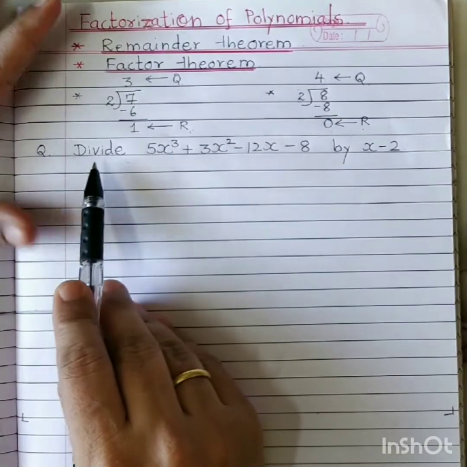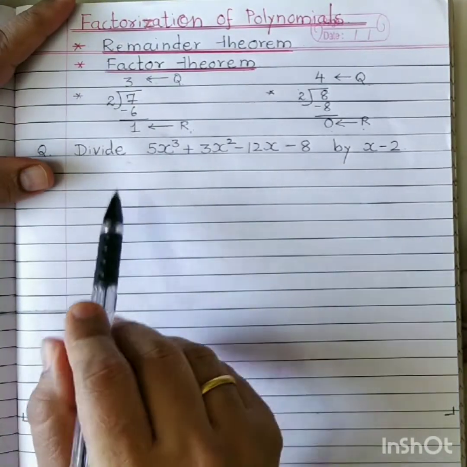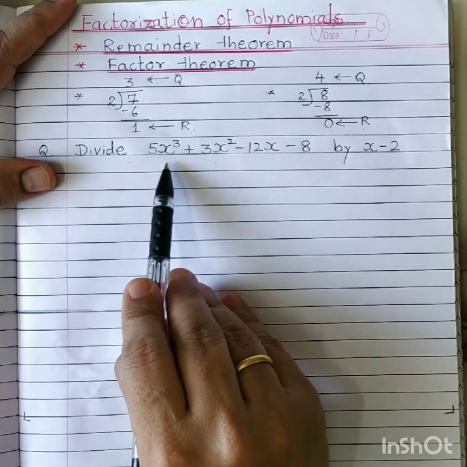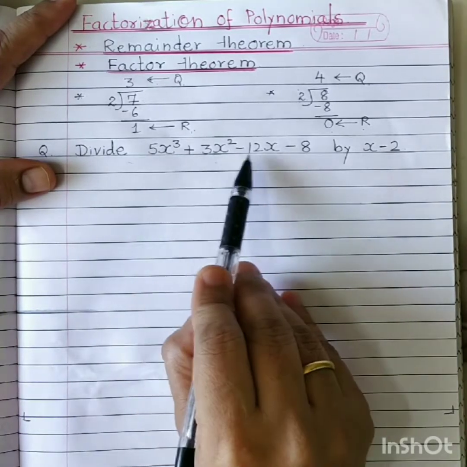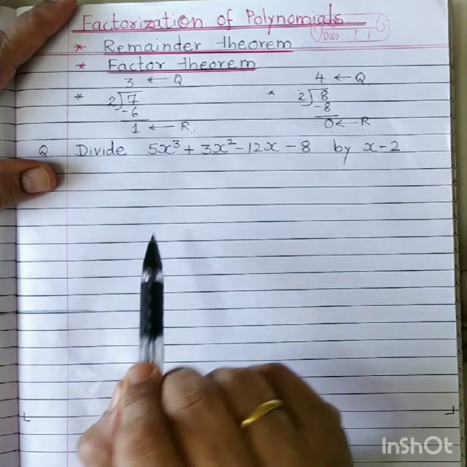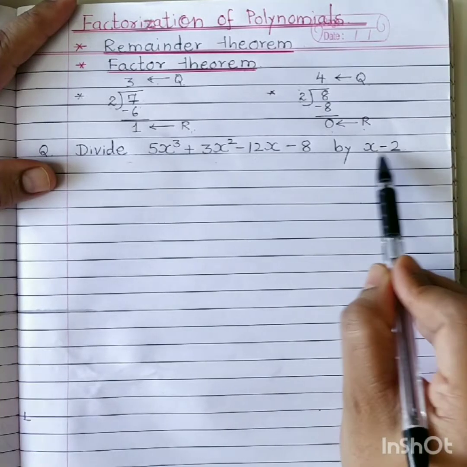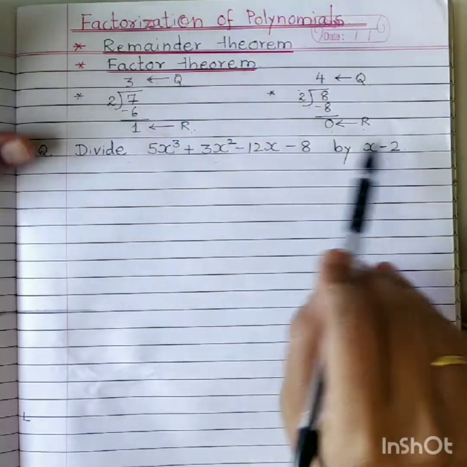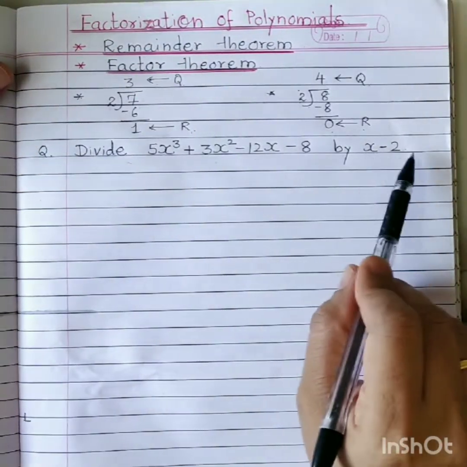Now, we will talk in terms of polynomials. Suppose this is a polynomial, 5x cubed plus 3x squared minus 12x minus 8, and you have to divide it by x minus 2. This is our division. I know you all have done it, still we will revise it.